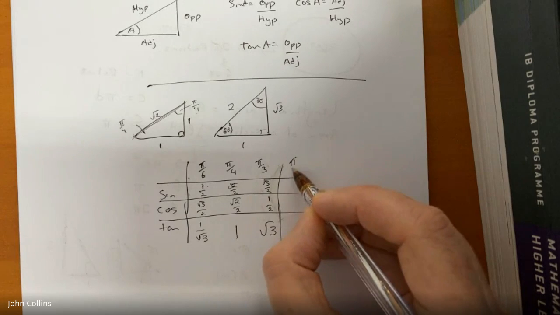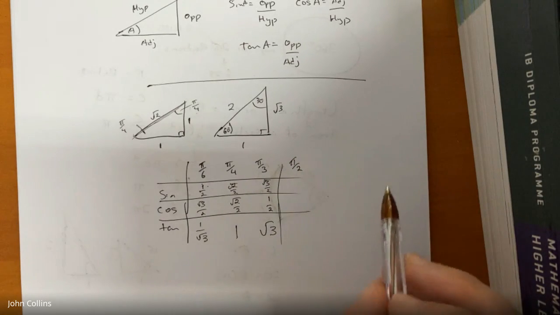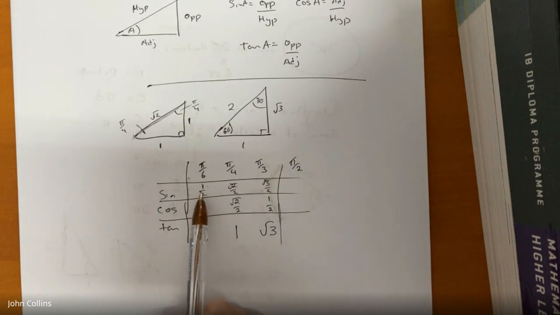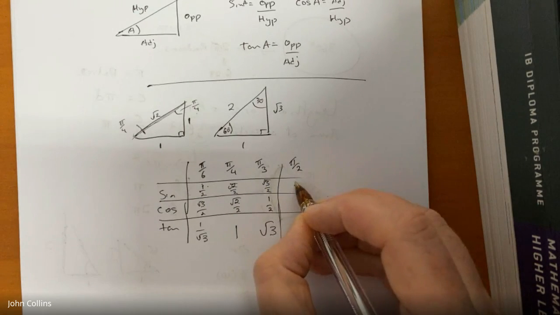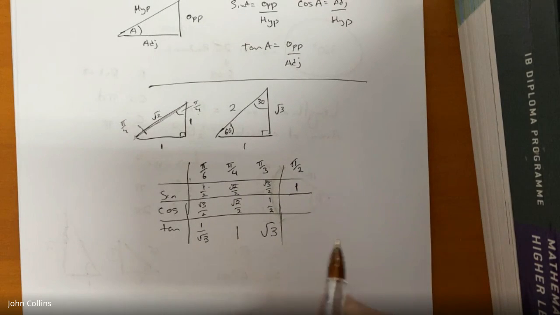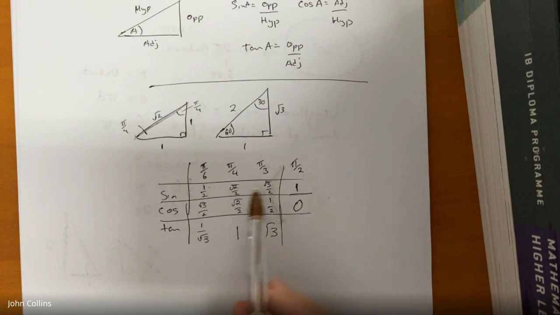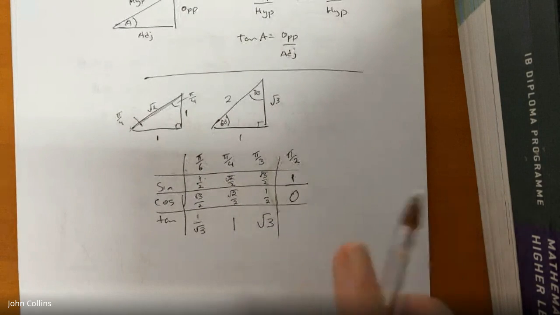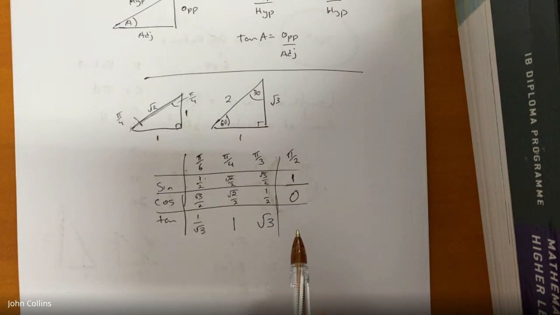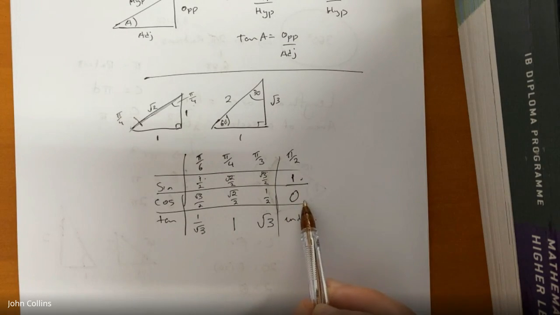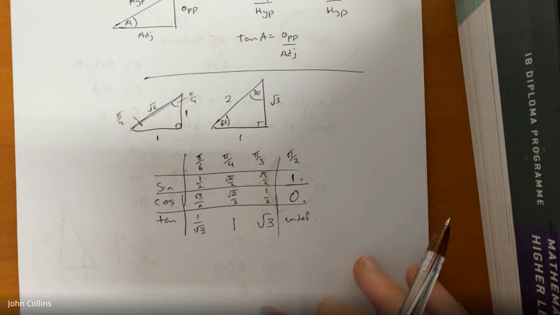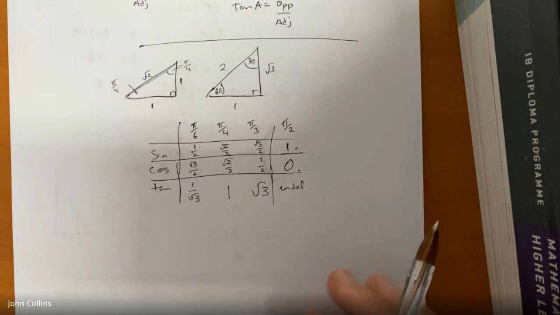You can also include pi over 2. So sine is getting closer and closer to its largest possible ratio, which is 1. And cos is getting smaller and smaller towards its smallest possible ratio, 0. So you could do 1, 2, 3, 1, but it doesn't really make sense. And tan, of course, is 1 divided by 0, which we know is not defined as an operation.